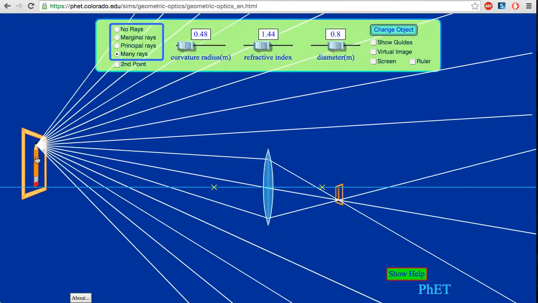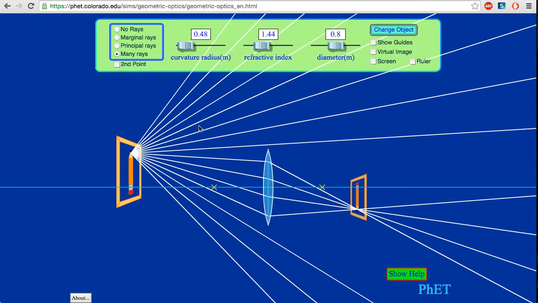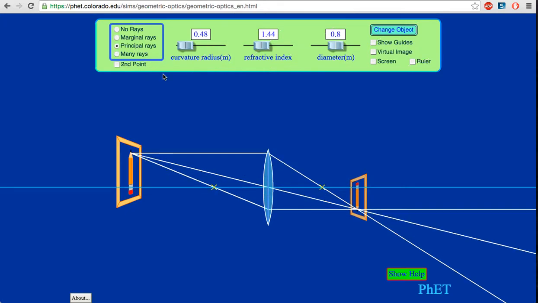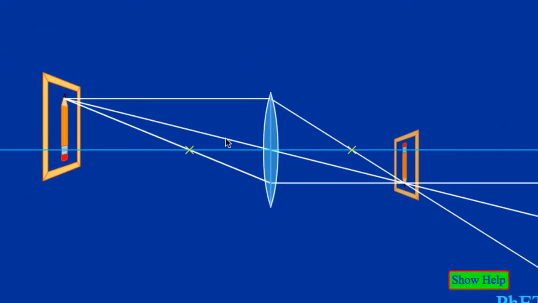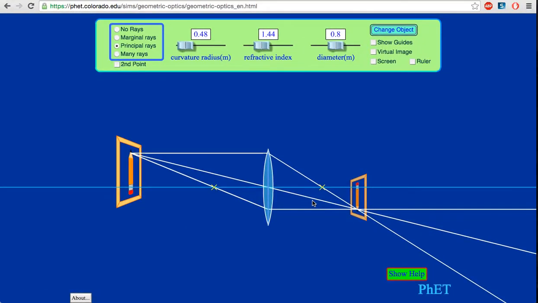But how do I know exactly where to locate the image? That's where principal rays come in. Principal rays to locate the image are very simple. The first ray you need to know is this ray right here in the center that passes through the center of the lens, also known as the optical center. Can you see that? It cuts right through the center of the lens. So this ray doesn't get refracted.